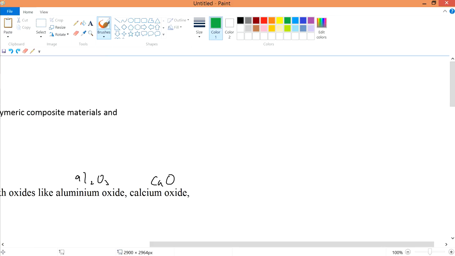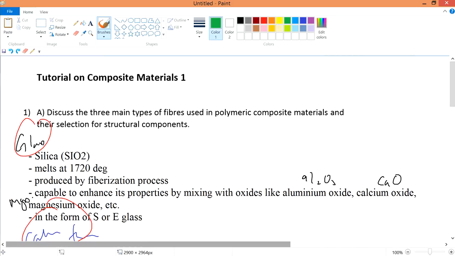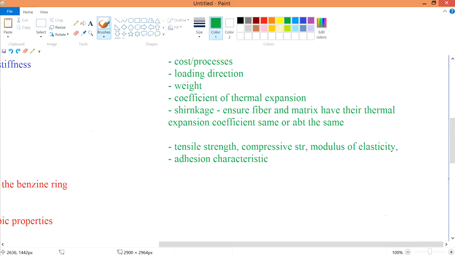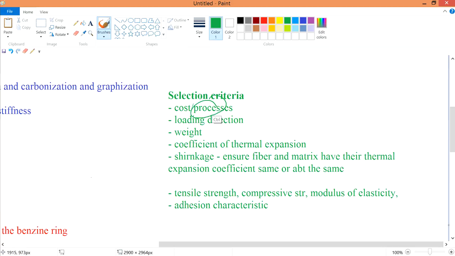Alright, there is also the last part of the questions. Alright, so they ask you to discuss the 3 main types of fibers used in polymer or plastics composite material, and what are the selection criteria for these fibers. So you will have to compare the cost. Alright, loading direction, is it anisotropic or isotropic? Isotropic will be cheaper. Okay, and the weight. Alright, because if you want your overall product to be light, the weight has to be in consideration.